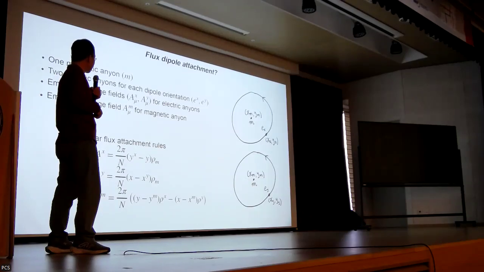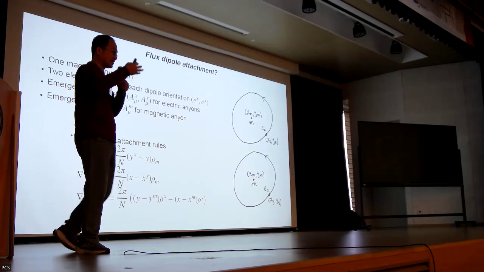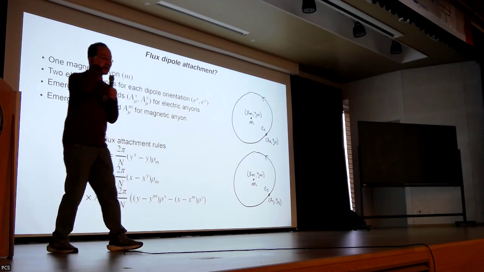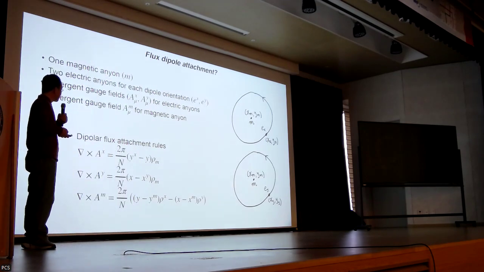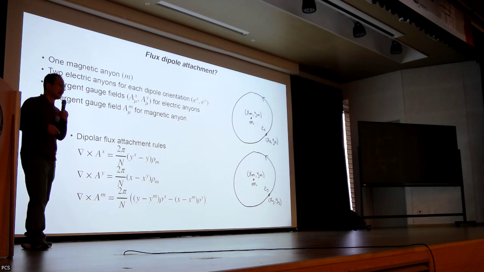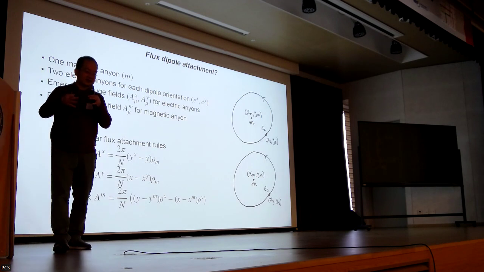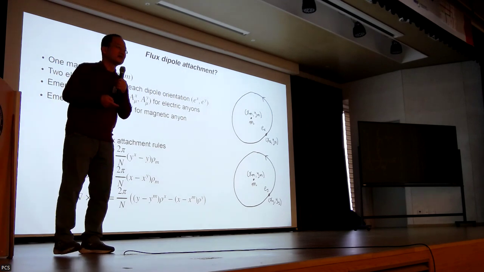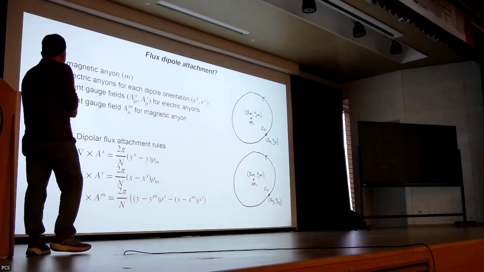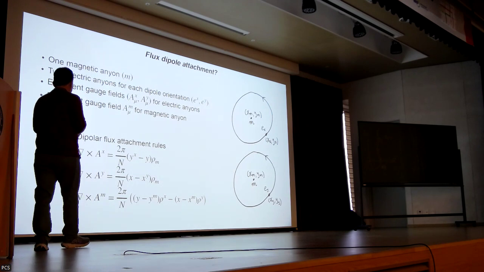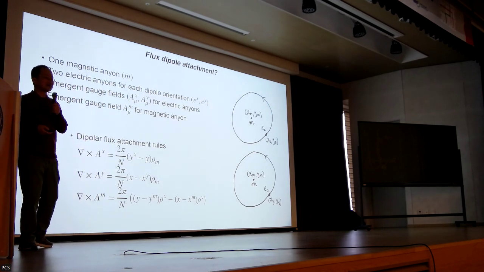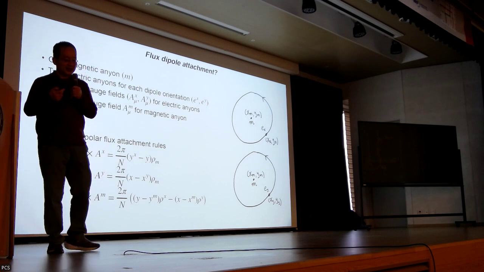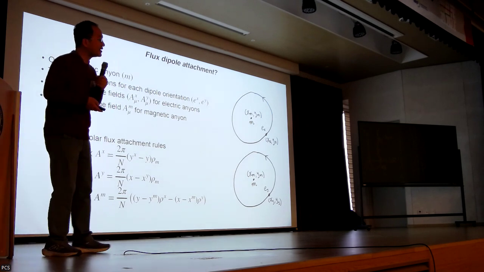Okay, and introducing this coordinate as an essential component of the dipole flux attachment rule happens to be a quite necessary ingredient in all of this construction. Okay, so these are the final answer to my question: how do I dipolarize the anyon theory?